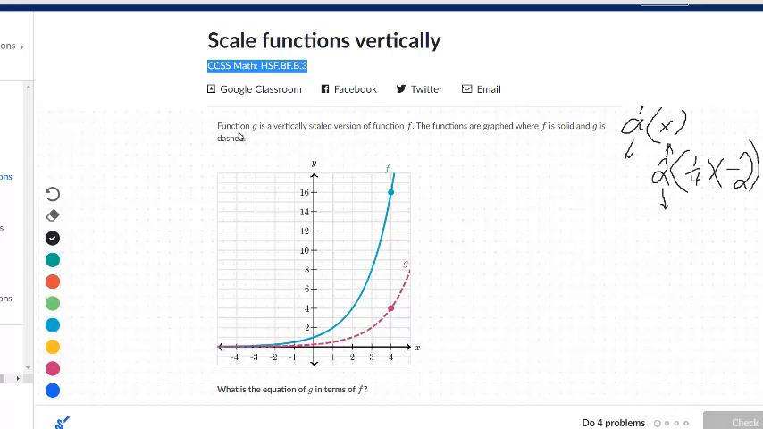So here we have a function g that is a vertically scaled version of function f. We are starting with f, the blue one here. f is solid, g is dashed. And so we are starting up here at 16. And what it's doing, it's the same input. We still have our input of x equaling 4, so we're not changing the inputs on this. And we can tell because they've put these dots here that show us that we are starting at 16.